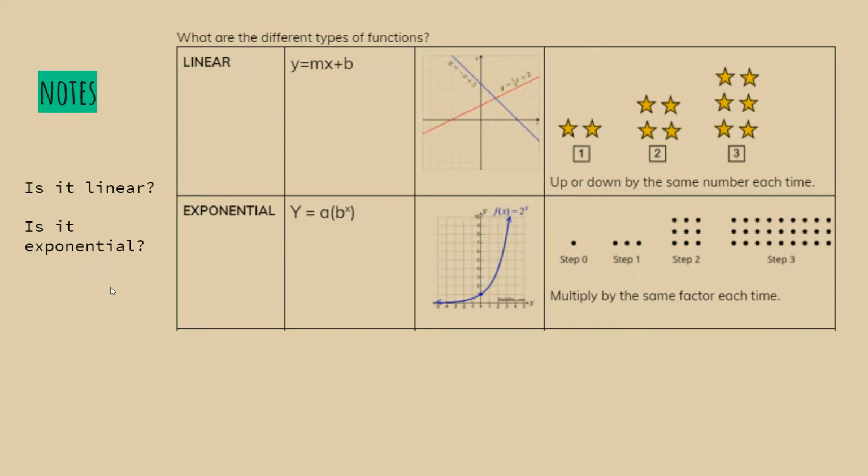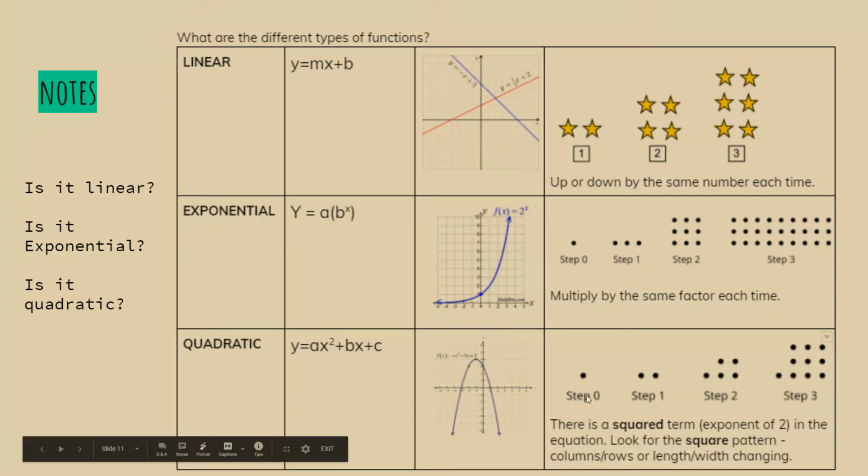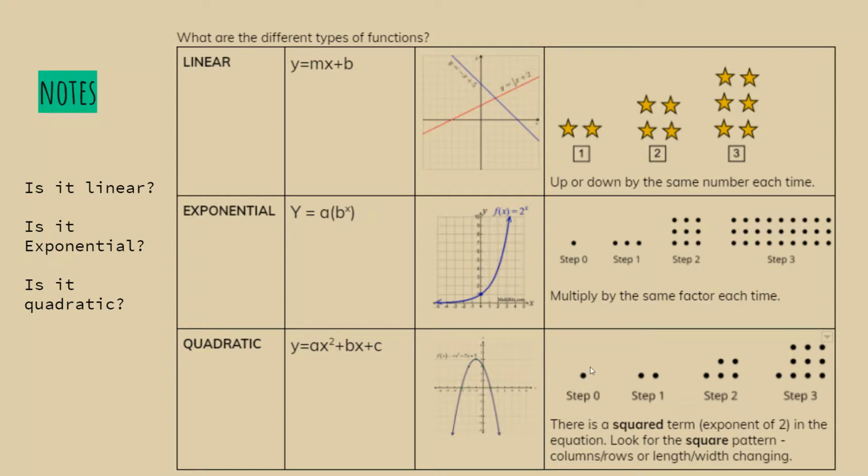The last function that is new for all of us is quadratic functions. These are neither adding by the same amount nor multiplying by the same amount each time. So let's look at this pattern here. From step 0 to step 1, we went from 1 to 2 dots. So maybe we added a dot, or maybe we multiplied by 2. From step 1 at 2 dots to step 2, we went from 2 dots to 5 dots. We added 3 dots here, or we multiplied by 2.5.